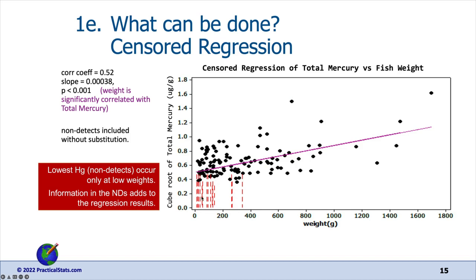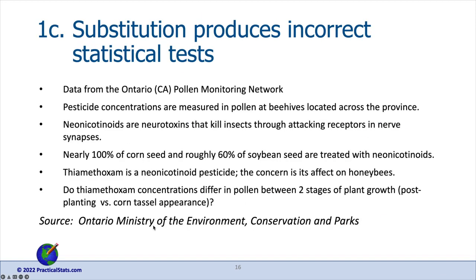And the information in these non-detects is really important. They add quite a bit to determining where this regression lies and how strong the correlation is, because if you notice, all of these non-detects are at the very low weight for fish. There are no non-detects out here. That's a pretty strong piece of information. That kind of information, where they are located, is very important for determining the final result, and that is used in these better methods. Thirdly, substitution produces incorrect statistical tests.